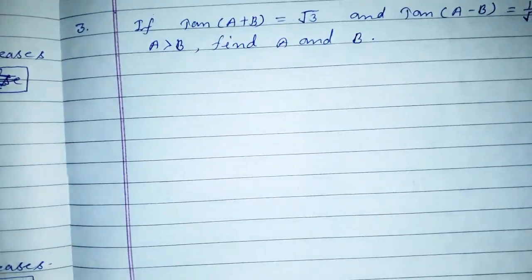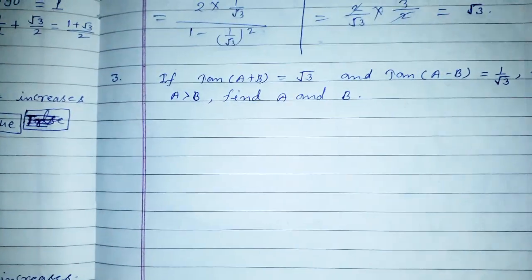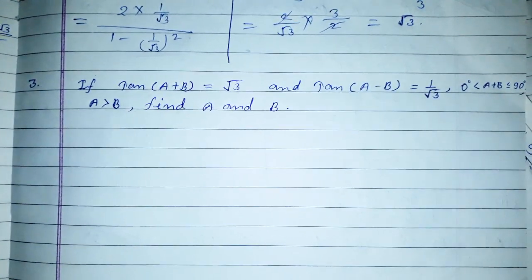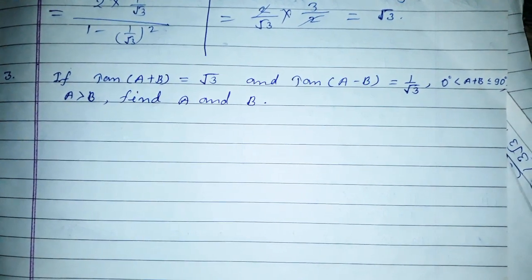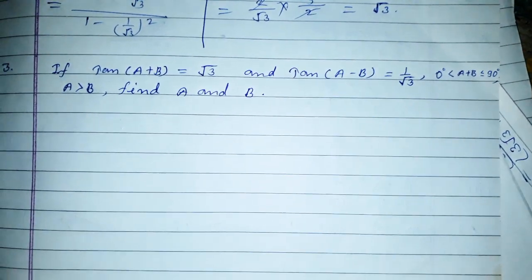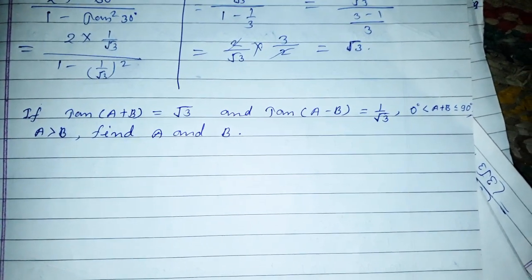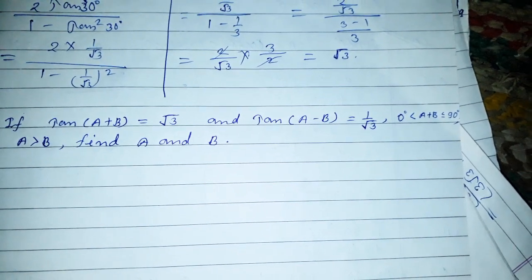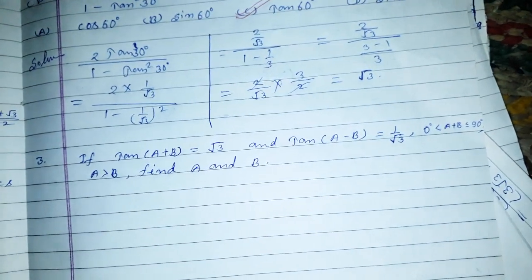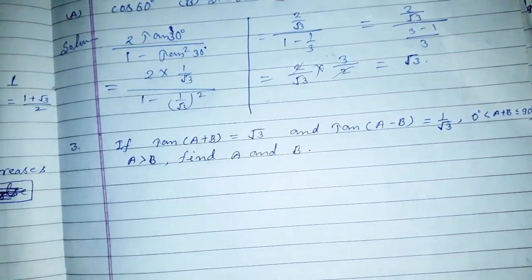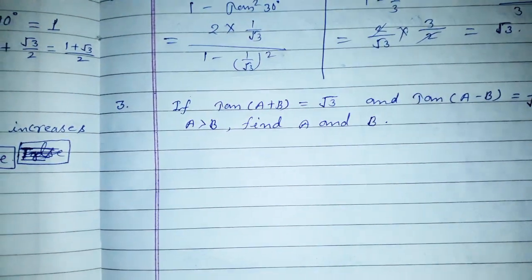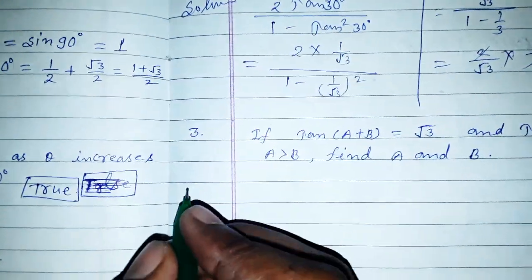Next question, third. Question is: tan A plus B equal root 3 and tan A minus B equal 1 upon root 3. 0 degree less than A plus B less than or equal to 90. Means A plus B is greater than 0 and less than 90, and A greater than B. Find A and B. So solve this question.